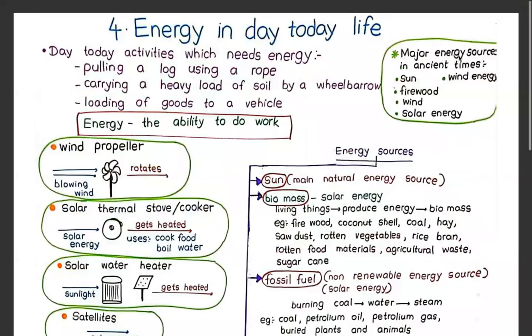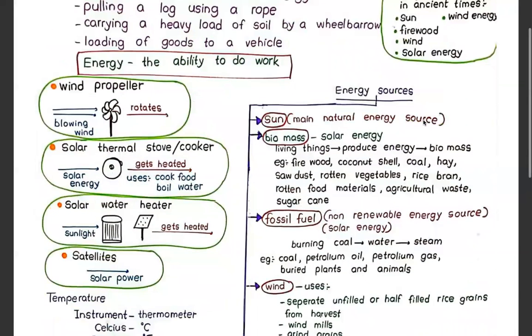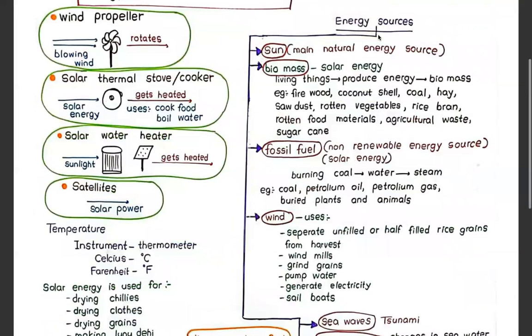Okay, what are the major energy sources in ancient times? Ancient times means the distant past. What sources did people use to obtain energy? Sun, firewood, wind, solar energy, wind energy. They obtained energy from the sun, from firewood, and from wind and sunlight in ancient times.